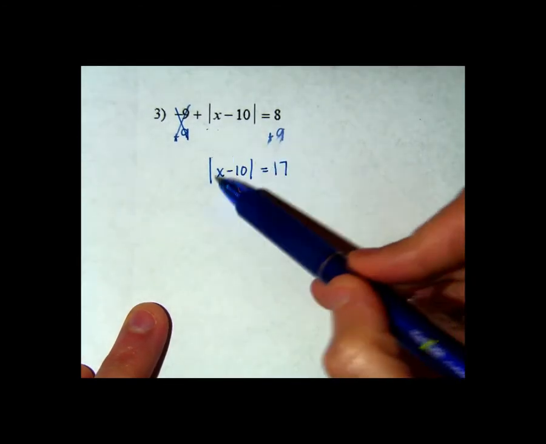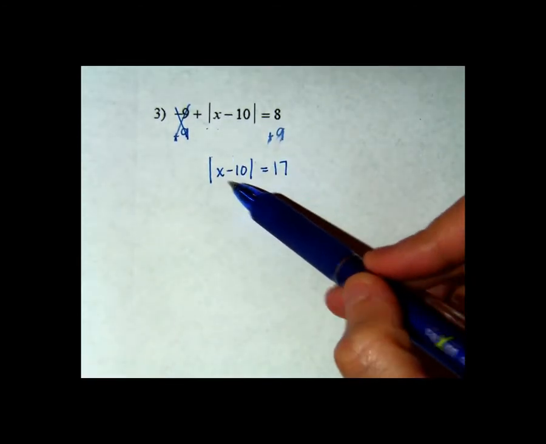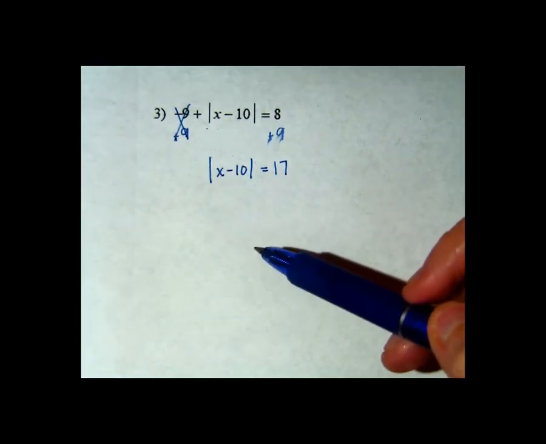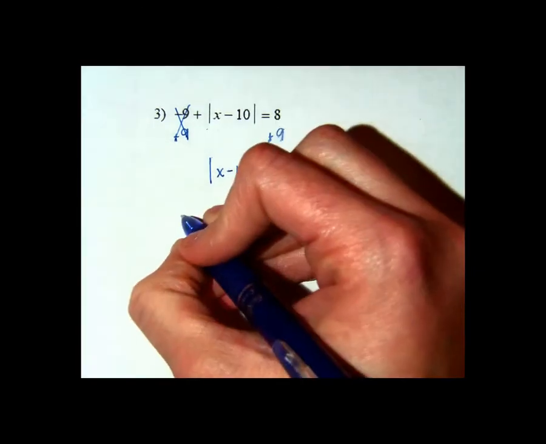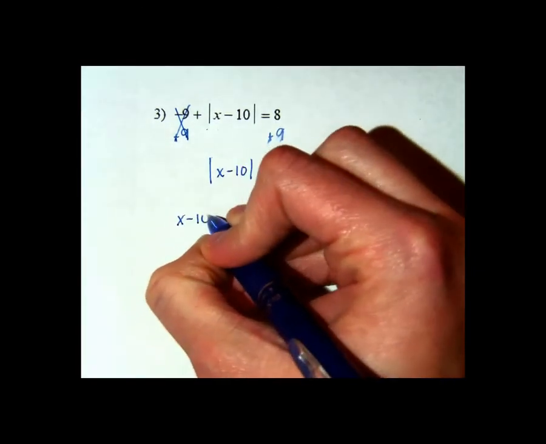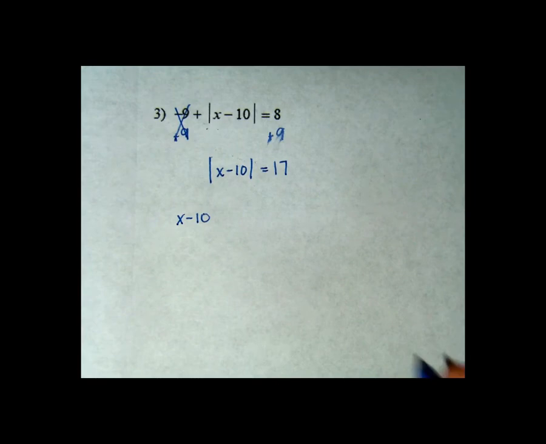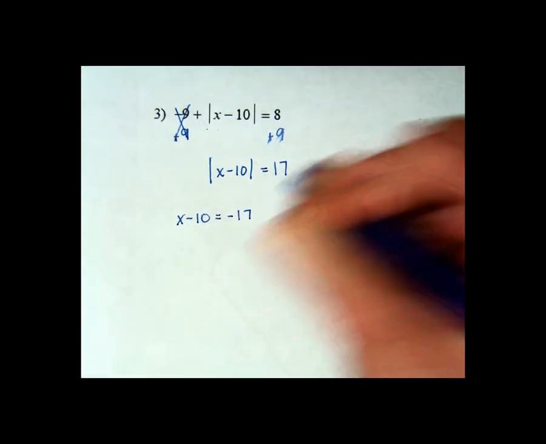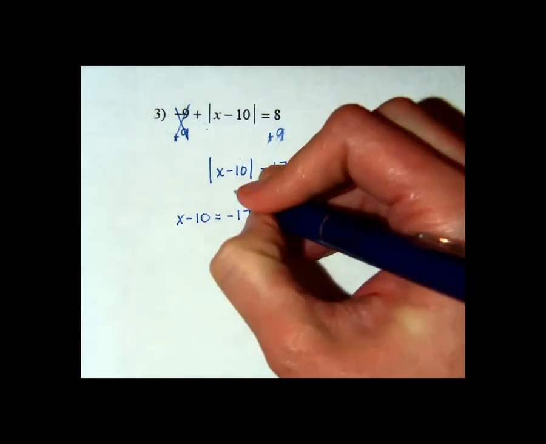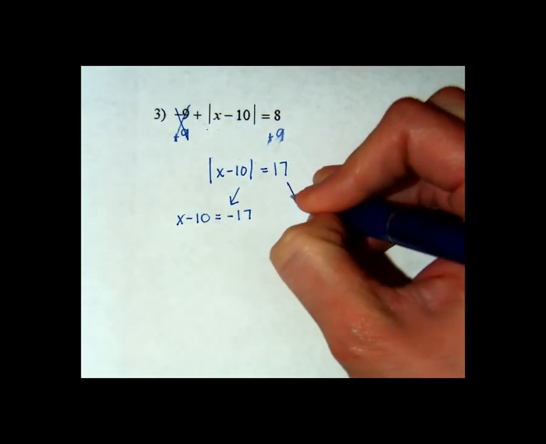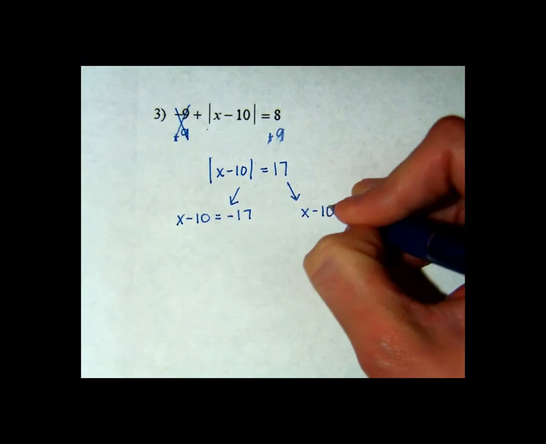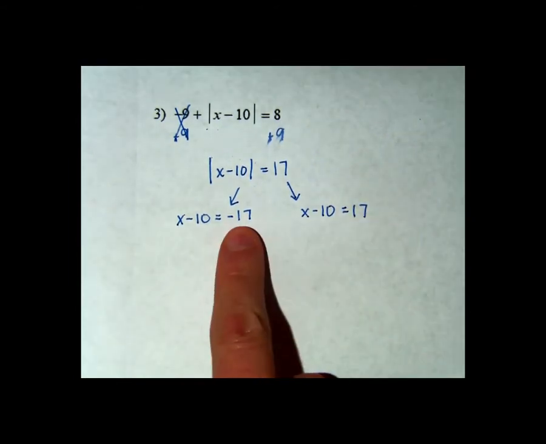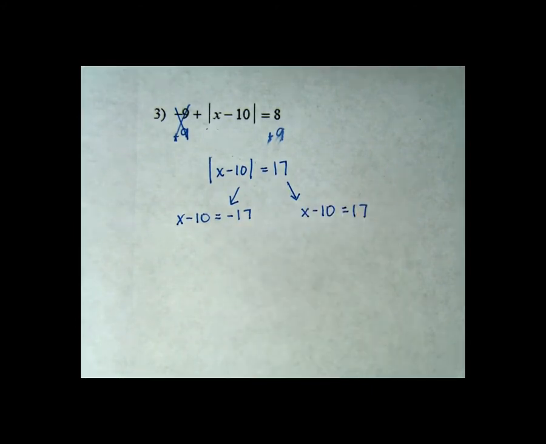The absolute value symbol is by itself now. The only thing that's here is stuff inside. So step 2 is to create two cases. What that means is I'm going to write this down, x minus 10, without the absolute value bars, and equal it to a -17. I'm going to do the same thing, but this time I'm going to write it as a +17. These are the two cases. The negative number is the piece that is negative.